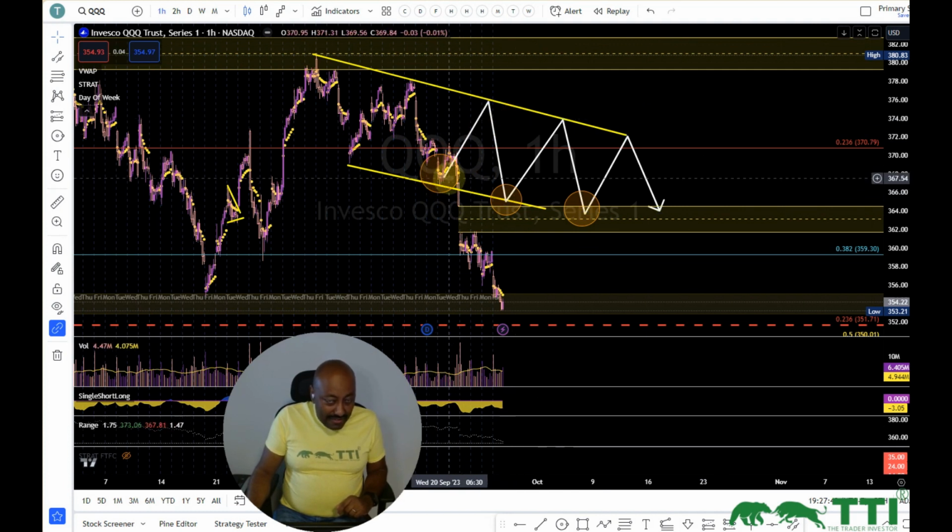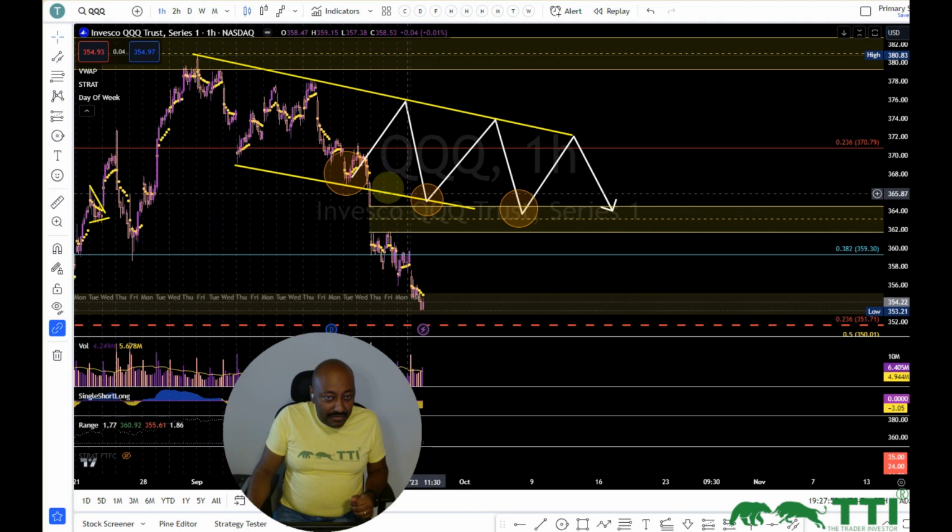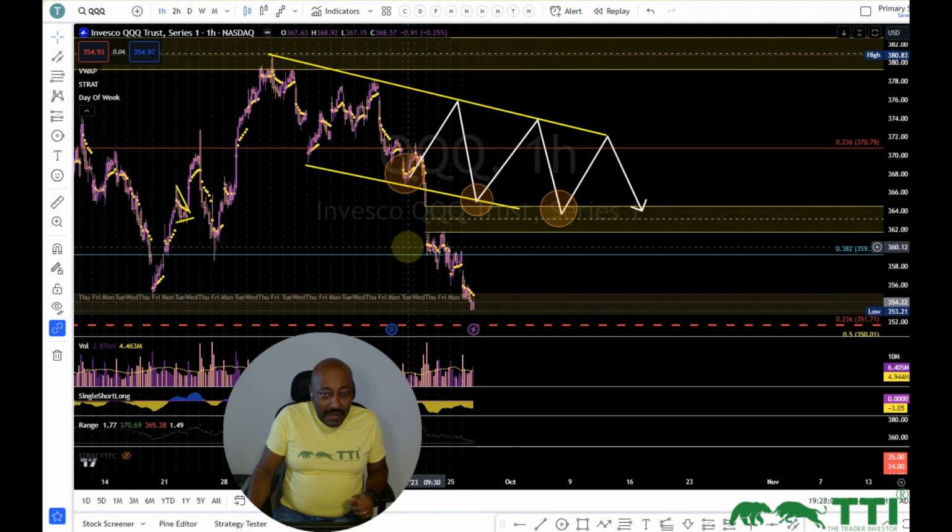Here was the signal that we could be in a channel, and so we wait. We don't buy in the middle of that channel, right? We want to buy it at the bottom of this channel, but that kept breaking, that kept collapsing.